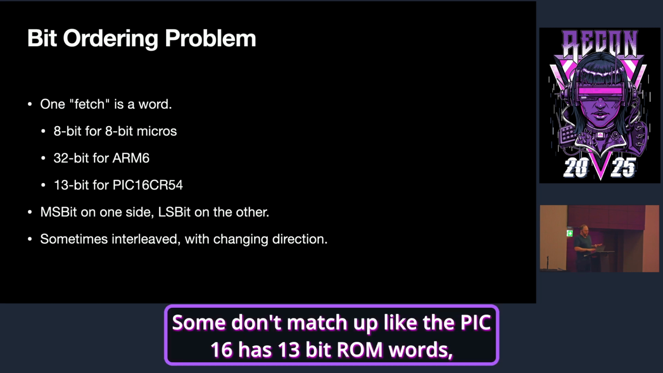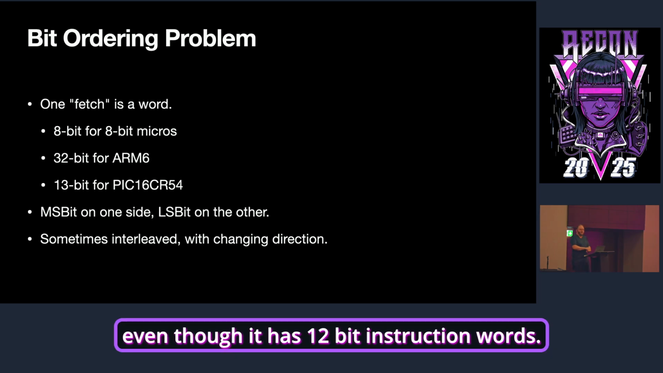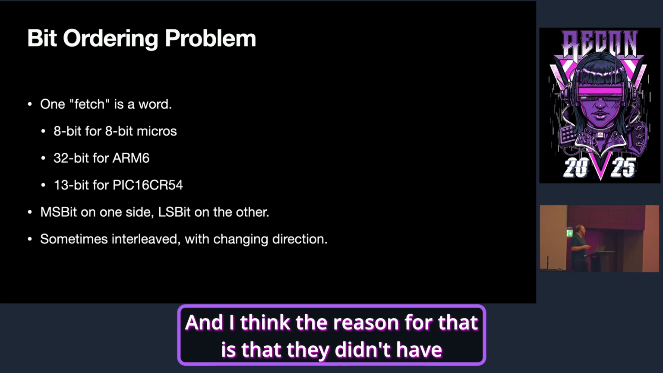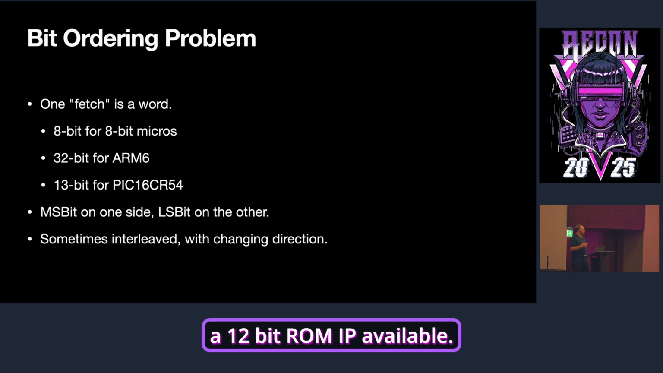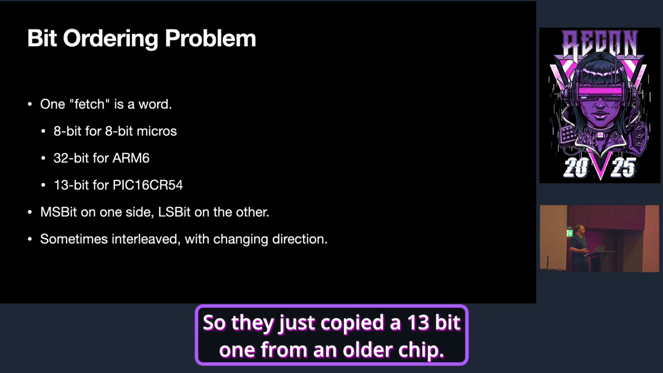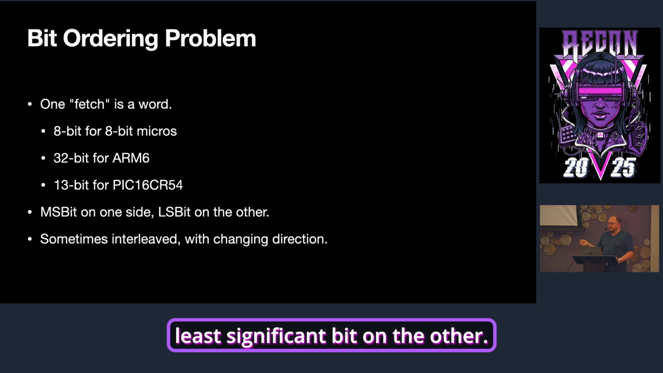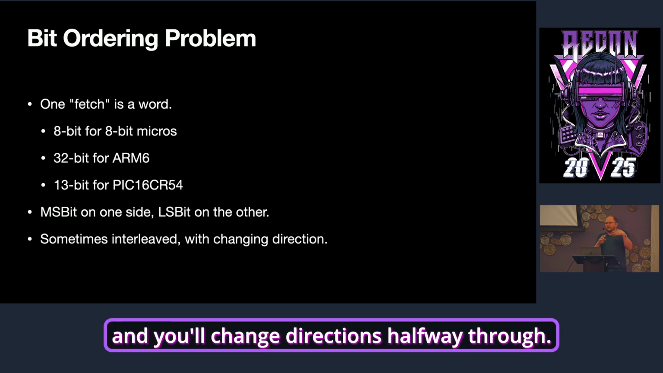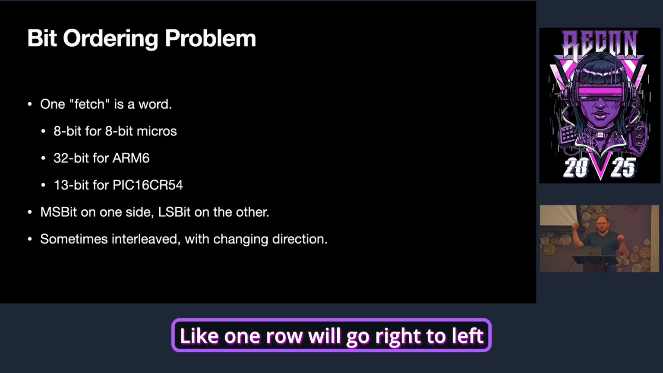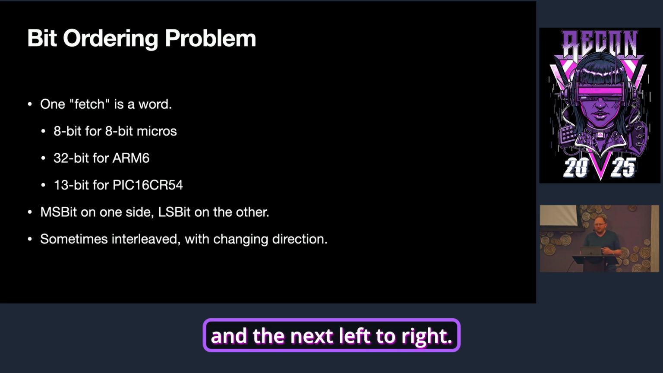Some don't match up. Like the PIC16 has 13-bit ROM words, even though it has 12-bit instruction words. And I think the reason for that is that they didn't have a 12-bit ROM IP available, so they just copied a 13-bit one from an older chip. Usually you'll have the most significant bit on one side, least significant bit on the other. Sometimes they're interleaved and you'll change directions halfway through. Like one row will go right to left and the next left to right.